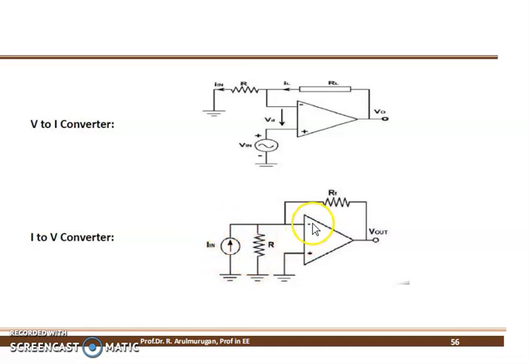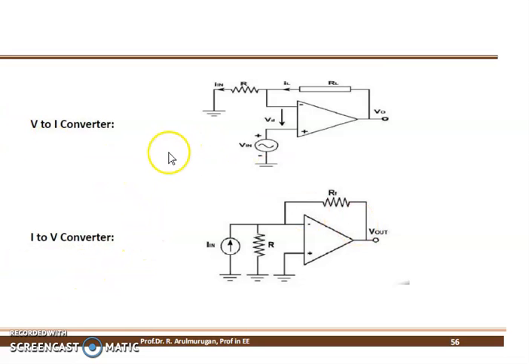I am going to connect it at the inverting terminal. So here one feedback resistance is used. This is the type of diagram that is possible, and it may also come in the exam. Okay, that's all. So this is about the V to I converter and I to V converter.